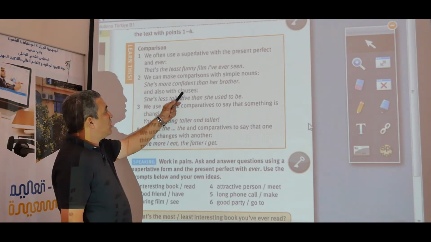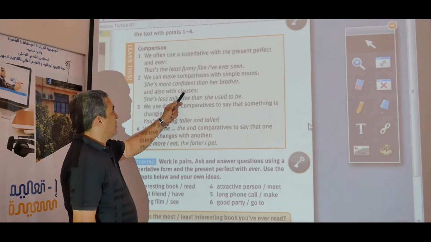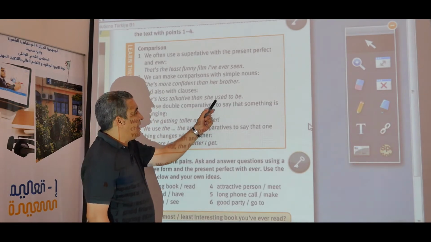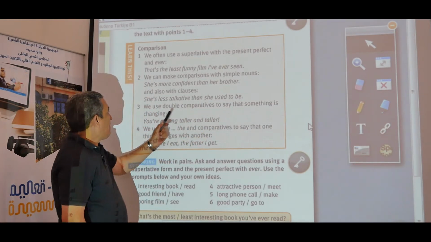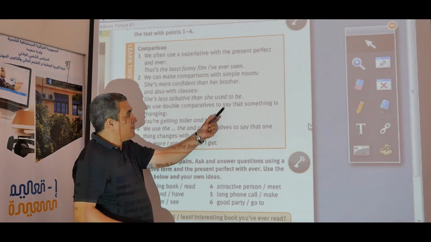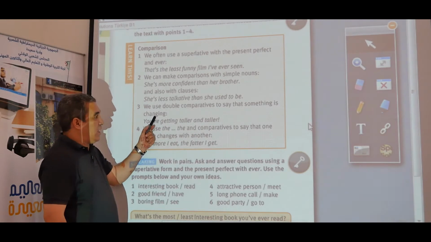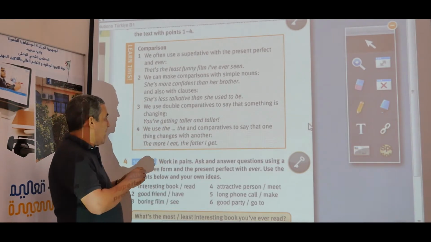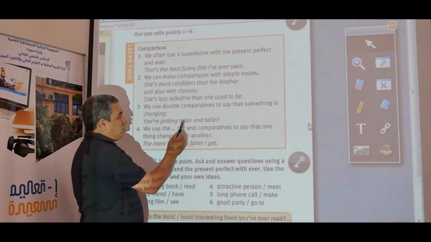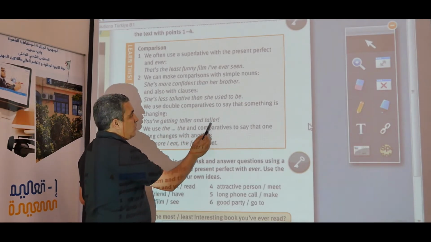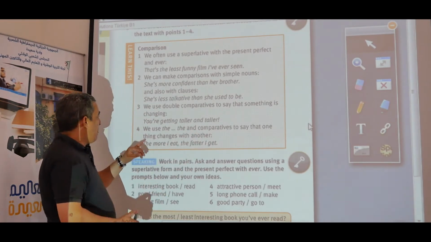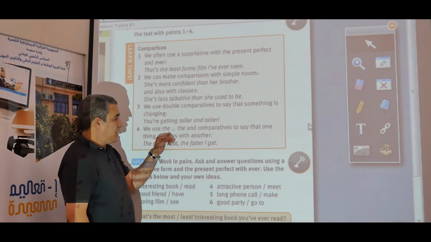And also with clauses. She's less talkative than she used to be. Here's the clause. Three, we use double comparatives to say that something is changing. Now here's an example. You're getting taller and taller. This is what we call a double comparative. Taller and taller.